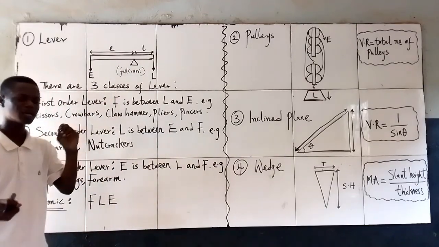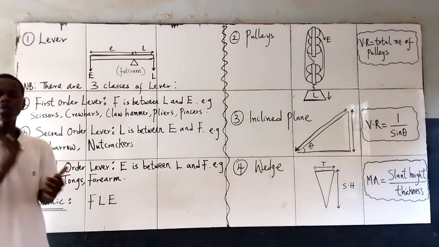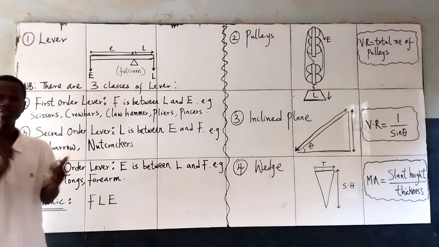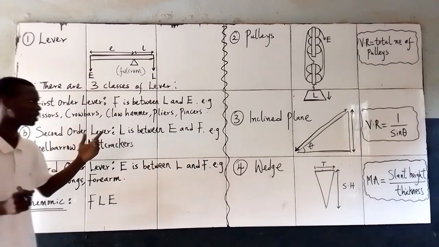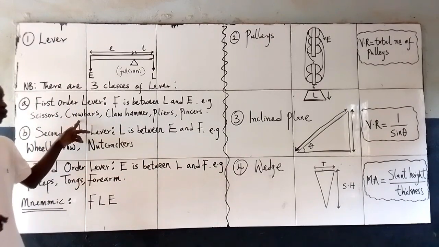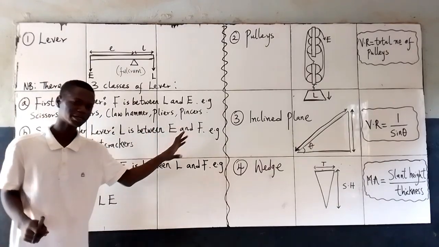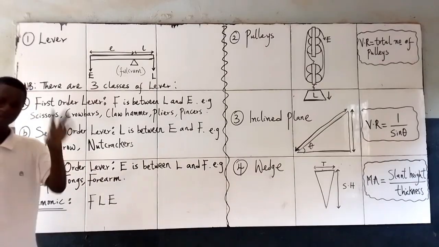Now they have examples, and some of these examples are usually tested in common O-level exams like JAMB and even WAEC. So let's see some of the common examples of first order lever. You have scissors, crowbars, claw hammer, pliers, and then pincers. So just take note of this for an exam condition.